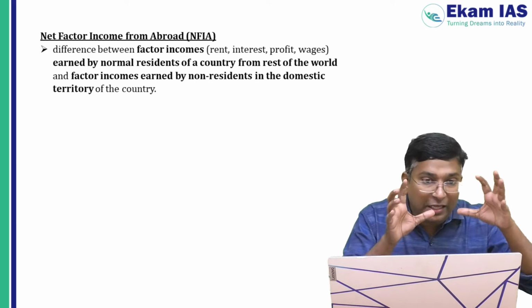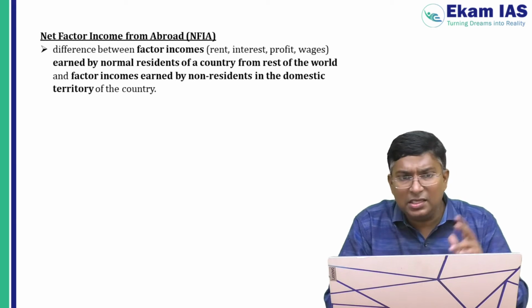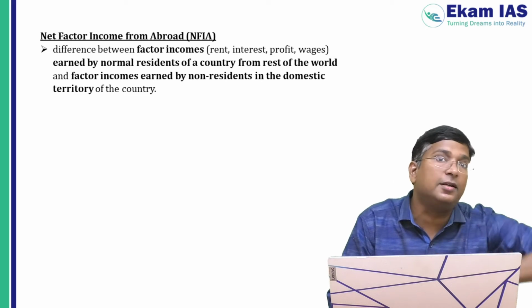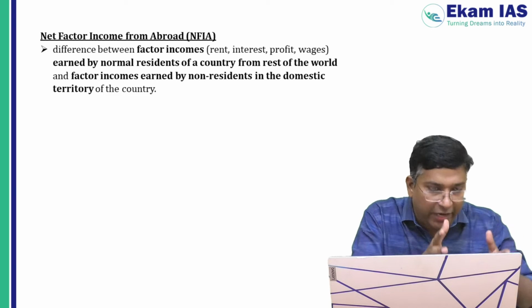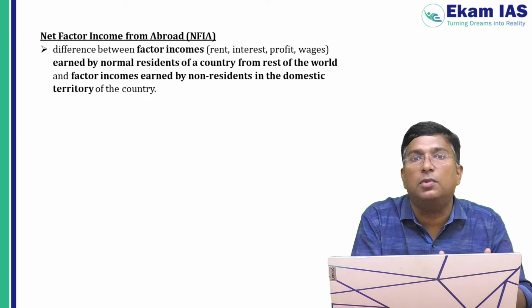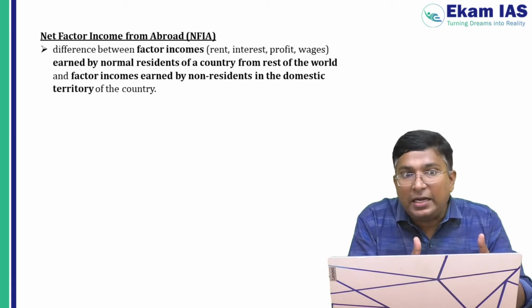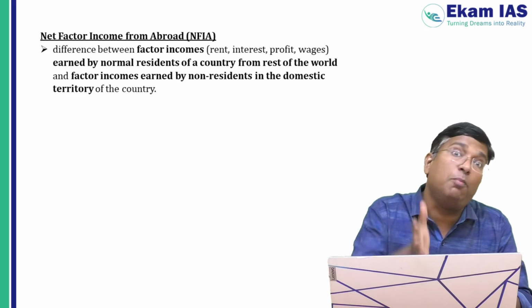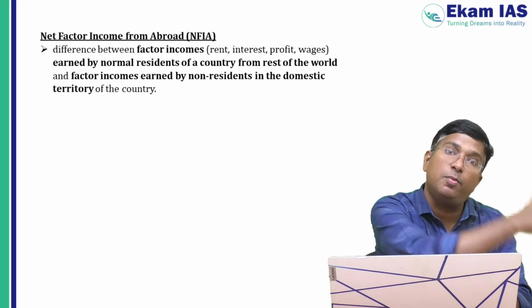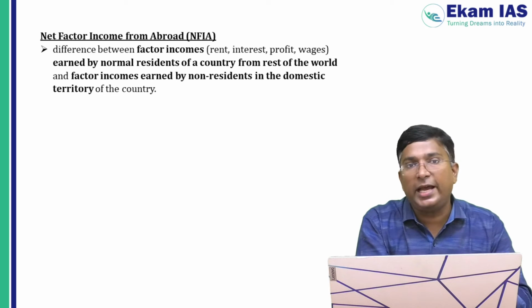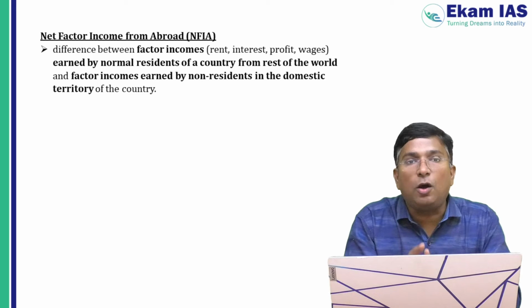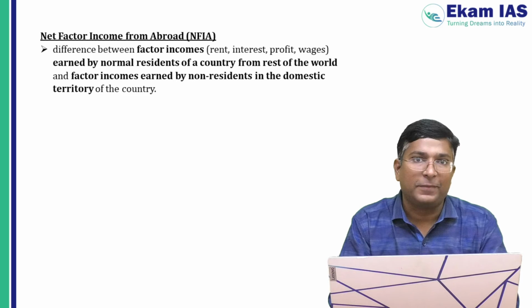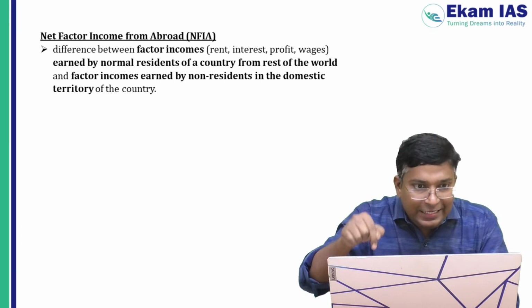So if the normal resident is earning factor income from the rest of the world, that is, not from the domestic territory, first we will find out that factor income. We know what factor income is: rent, interest, profit, wages. Factor income earned by a normal resident from the rest of the world, that is from outside the domestic territory. First we will find out that. Then we will find out the factor income earned by a non-resident, keyword, in the domestic territory.